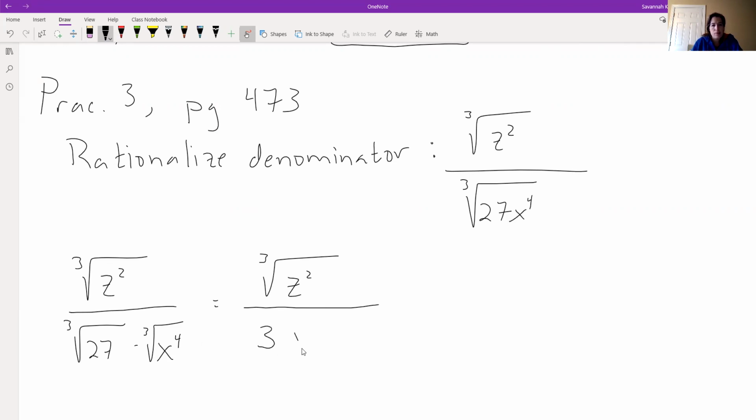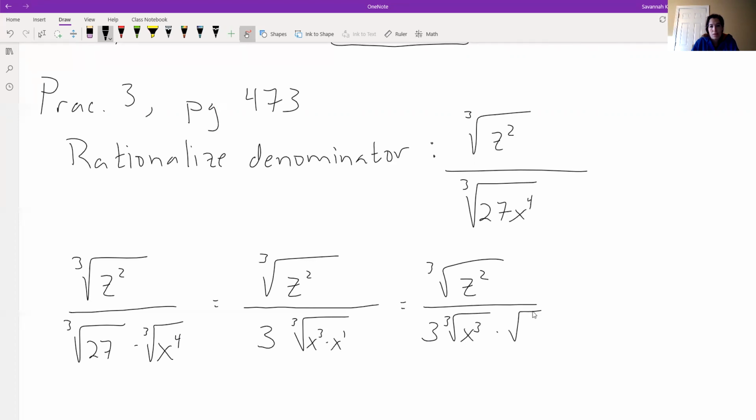And the cube root of x to the 4th. Maybe it's been a little while, but it's never a bad time to do a little bit of review. So we're breaking apart by the product rule for exponents. If we multiplied x cubed times x to the 1st, we would add their powers. We would get back the 4. Okay, let me further break this apart. So we're slowly but surely simplifying this thing down. So 3 cube root of 27, and then the cube root of x cubed.